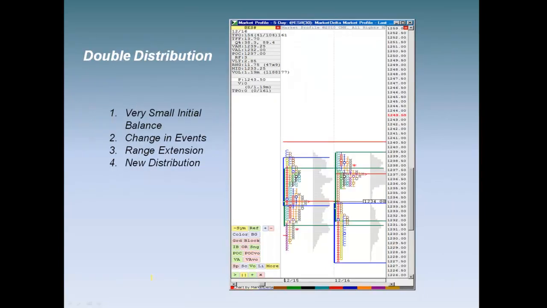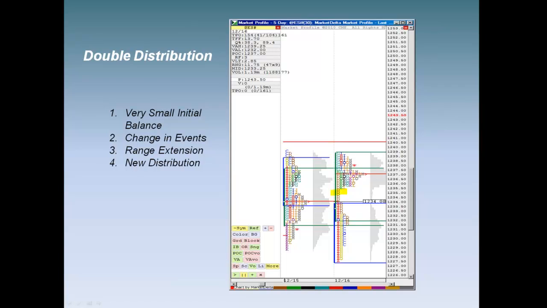The next type of trend day, if you will, that is not a standard trend day is what we call a double distribution. And here we have two double distributions. Let's begin to take a look at the characteristics of a double distribution day. You will find that they don't look identical. They can vary a little bit.